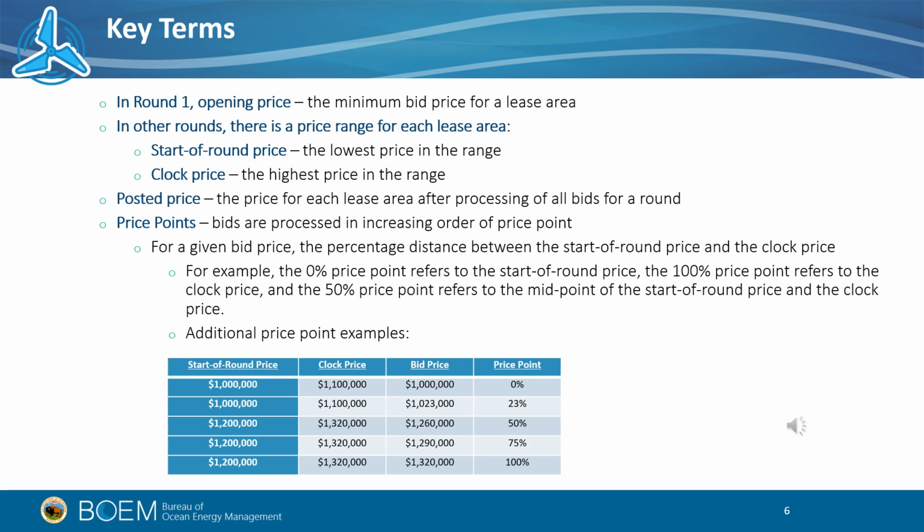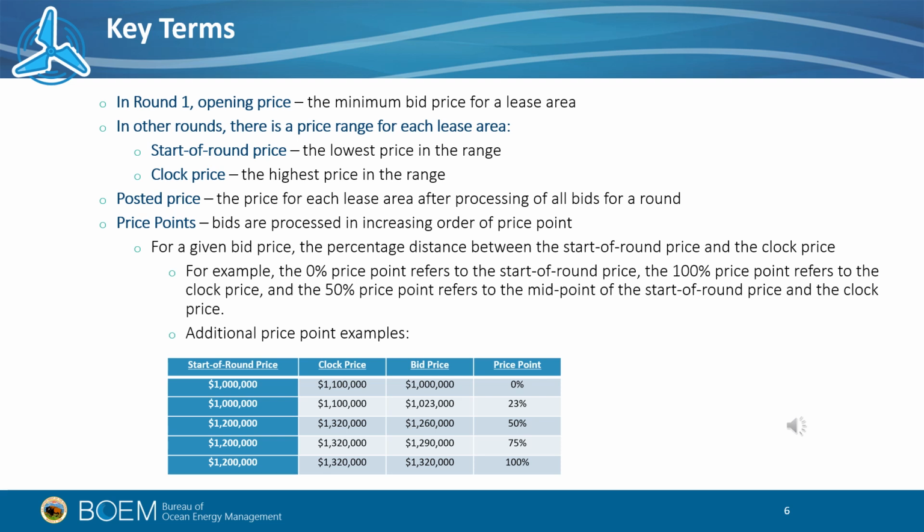Posted price is the price for each lease area after the processing of all bids for a round. The posted price for a lease area in each round is the start of round price for that lease area in the next round. More detail on posted prices will be discussed later in this tutorial. Bids are processed in increasing order of price point.